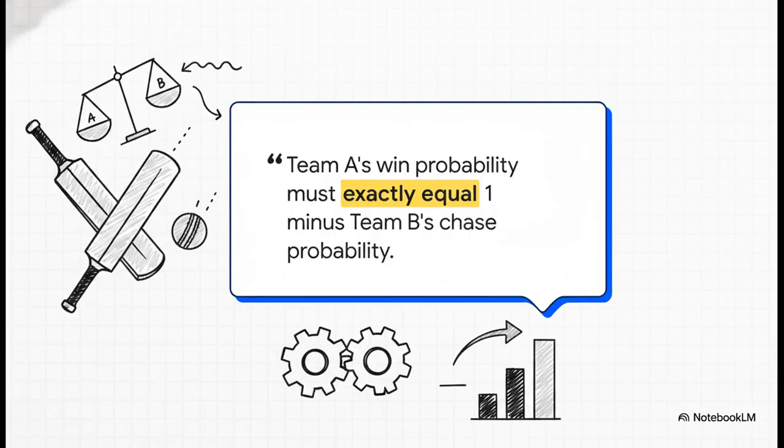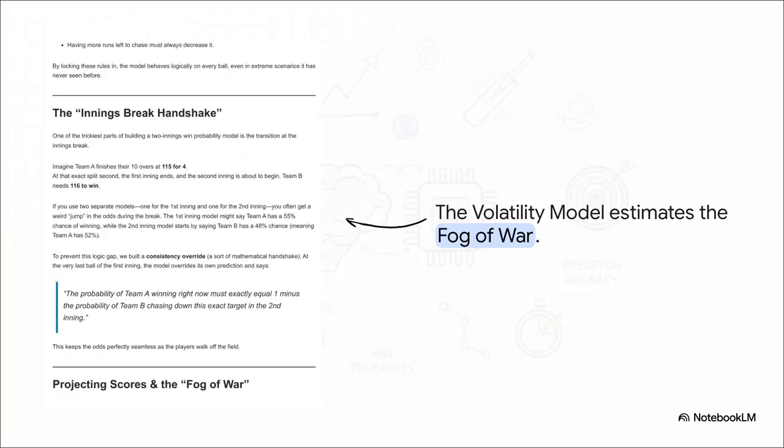To fix this logic gap, Cricmetric built a brilliant consistency override. I like to think of it as a mathematical handshake. At the very last ball of the first inning, the model steps in and enforces this strict rule: the probability of Team A winning right now must exactly equal 1 minus the probability of Team B chasing down this exact target in the second inning. This handshake perfectly bridges the two models. It locks the odds seamlessly in place during the break, so viewers at home don't see any jarring, inexplicable jumps in the numbers. And this underlying logic also extends to projecting the actual final score.